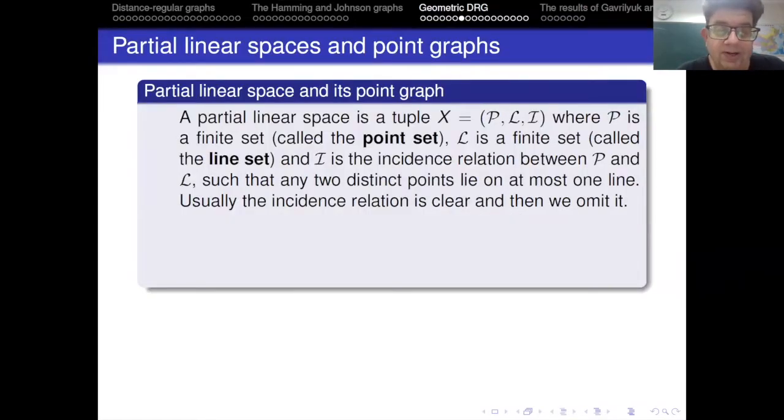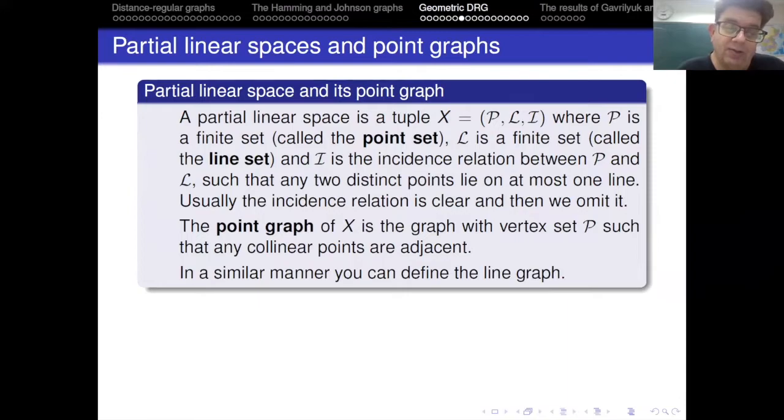A partial linear space is a tuple X equals (P, L, I), where P is a finite set called the point set, L is a finite set called the line set, and I is an incidence relation between P and L, so that any two distinct points lie on at most one line. That means there is at most one line incident to both. Usually the incidence relation is clear, and then we omit it. If not clear, then we write it.